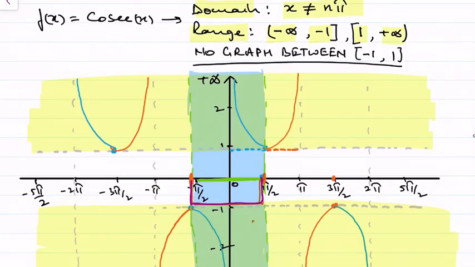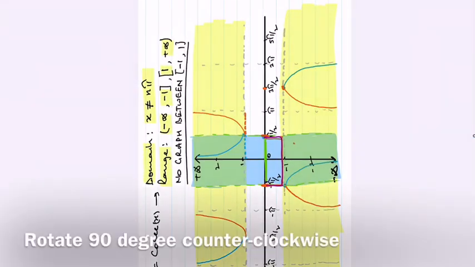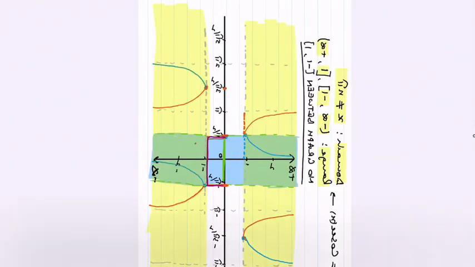Now here's the quick trick to know if your inverse graph is correct or not. So take the original graph, rotate it 90 degrees counterclockwise, and then flip it. And this is the graph of the inverse function.